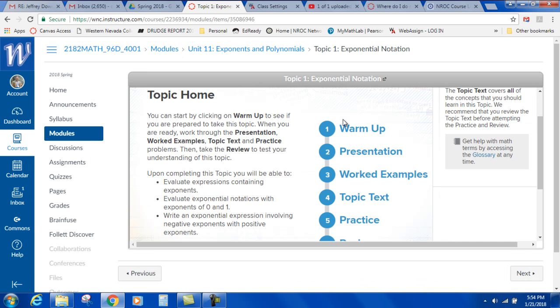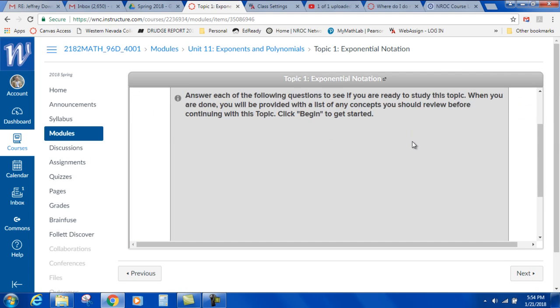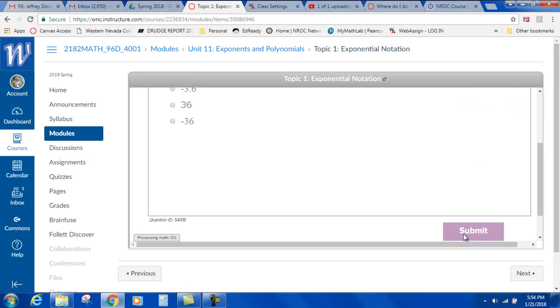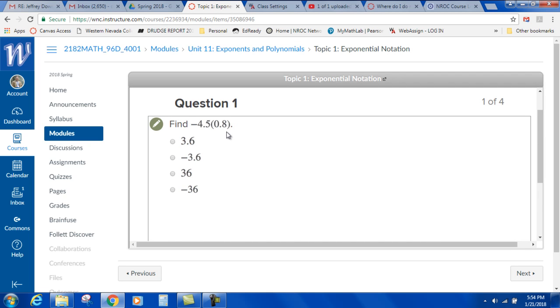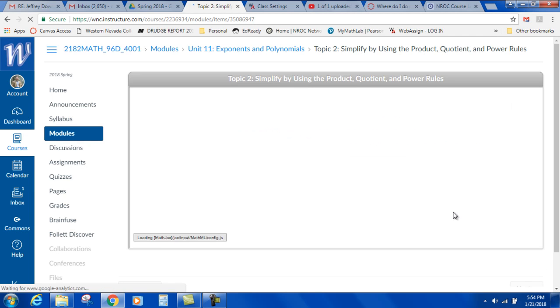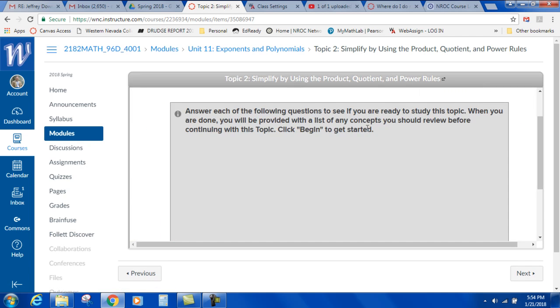and it gives you this, and there's warm up. And let's see here, begin. So this one you can just multiply negative 4.5 times 0.8. I believe that'd be negative 3.6. Did I get it right? Oh, I think I skipped it.